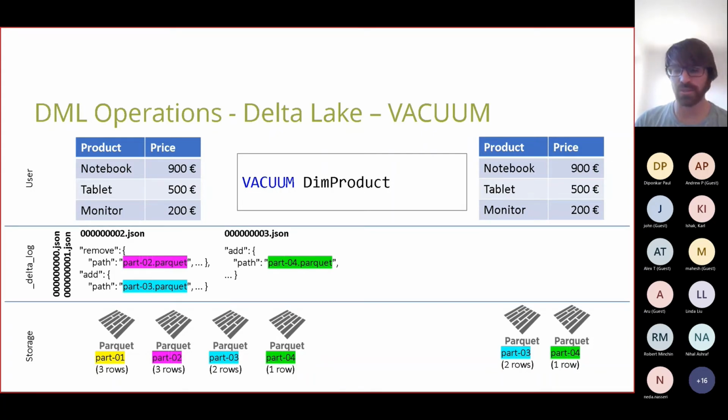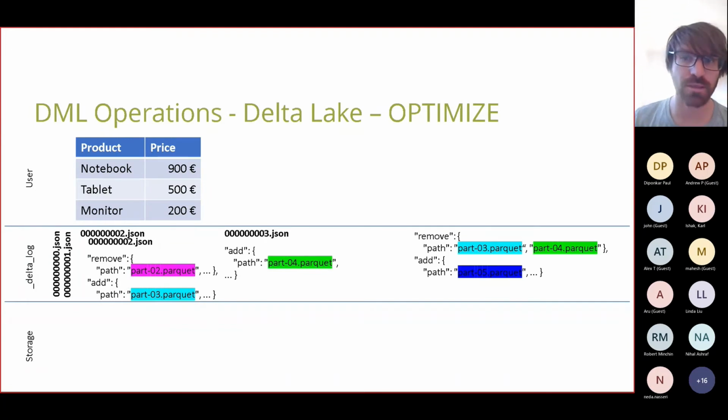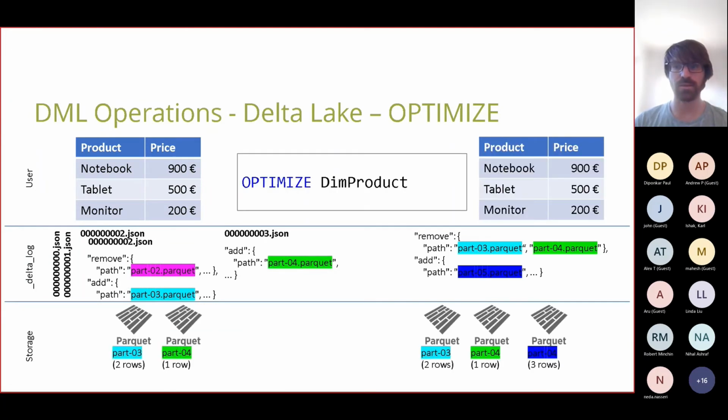Besides the vacuum, there is another operation called optimize that basically merges small files into a bigger file. So instead of having 2 files, one with 2 rows and one with 1 row, the optimize produces 1 file that contains all the 3 rows. Which is much better once you actually read the data. So for big data systems, it can be quite painful if you have a lot of small files.